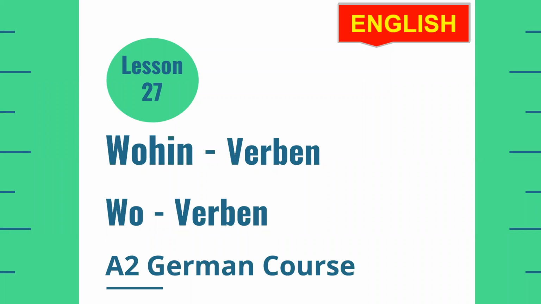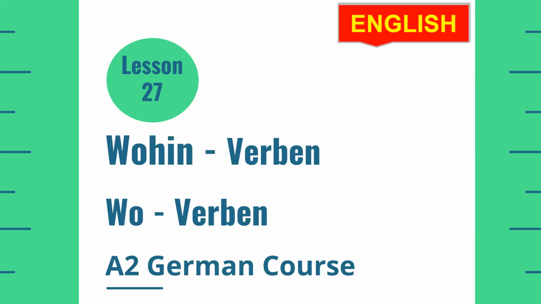Today is lesson number 27 of the A2 level of the German language course, and today we are going to talk about Wohin Verben and Wo Verben. Wohin is a question word and also wo is a question word. So whenever we want to ask a certain type of question, we can use wohin and wo.